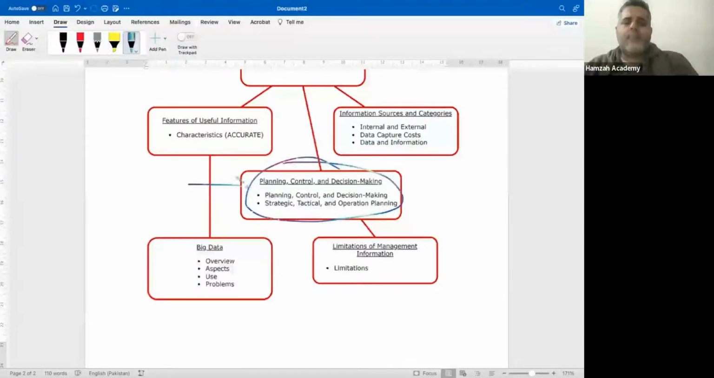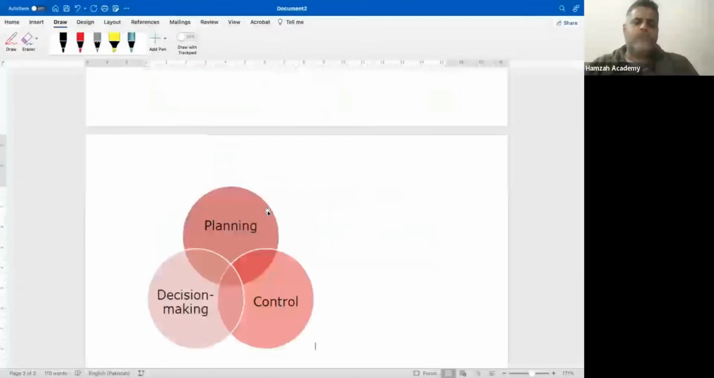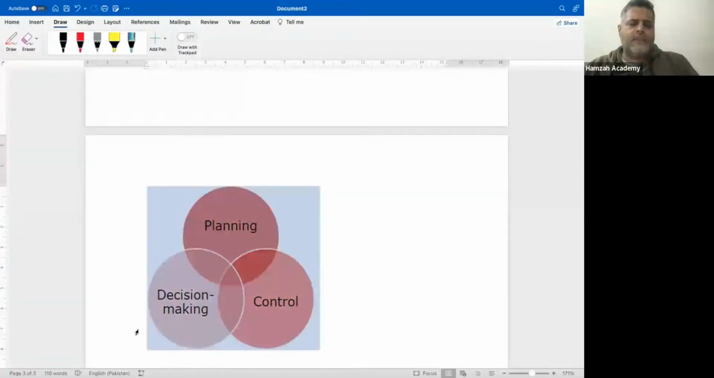This is the primary area, the planning, control, and decision making, the primary area as far as the management accountants are concerned, right? This is the basic major area for management accountants because they are more into the planning and then control and the decision making as well, right? Because if we talk about this whole planning, control, and decision making, this is the structure basically that we have over here.